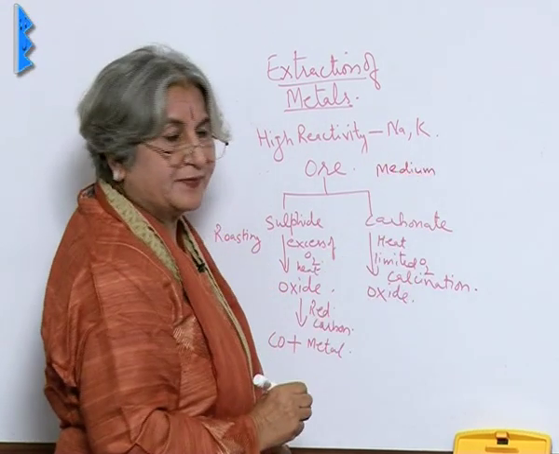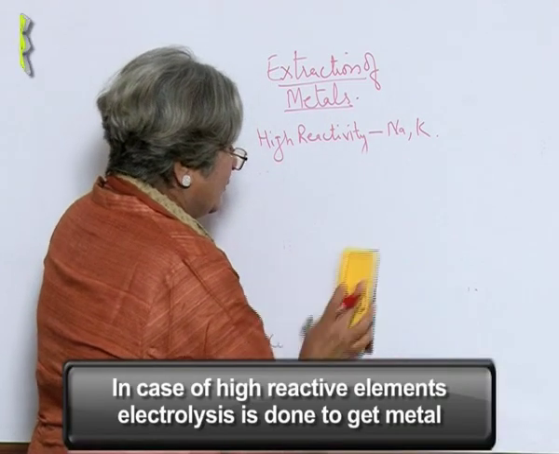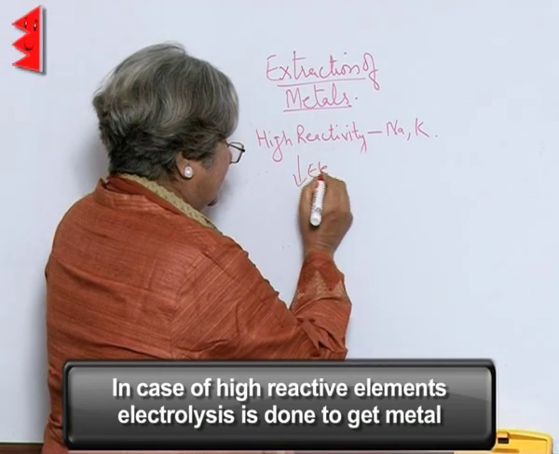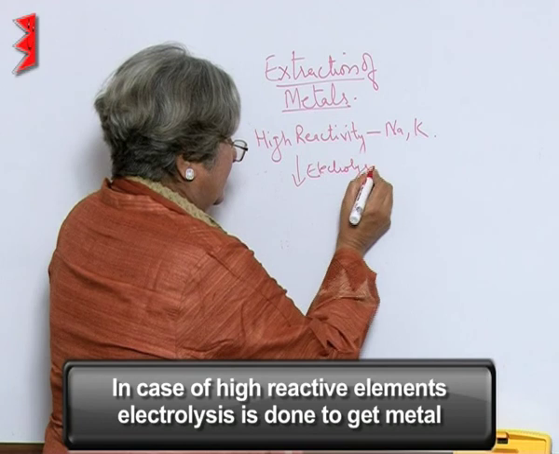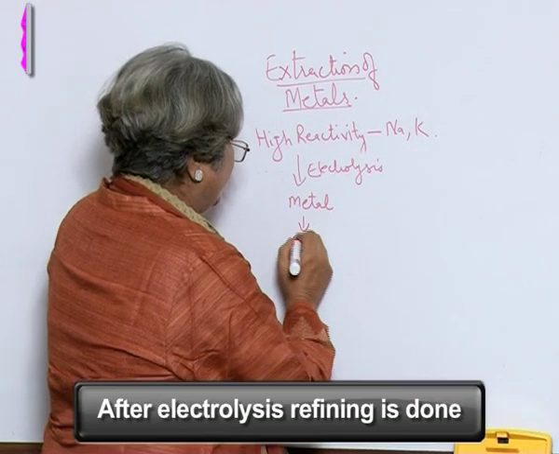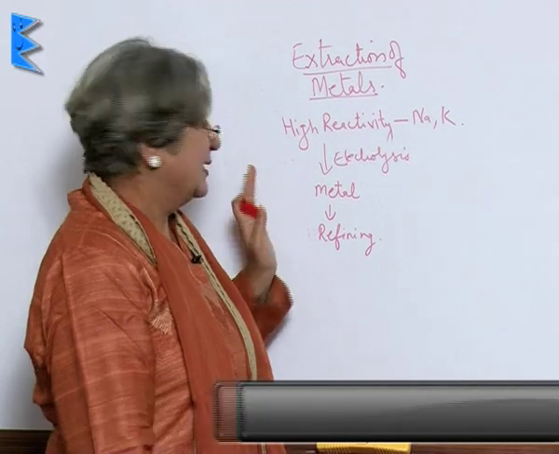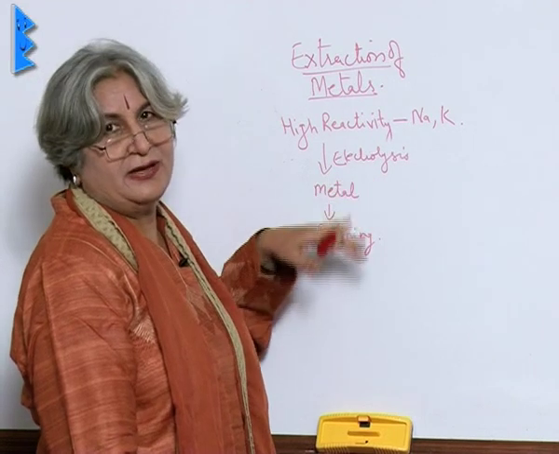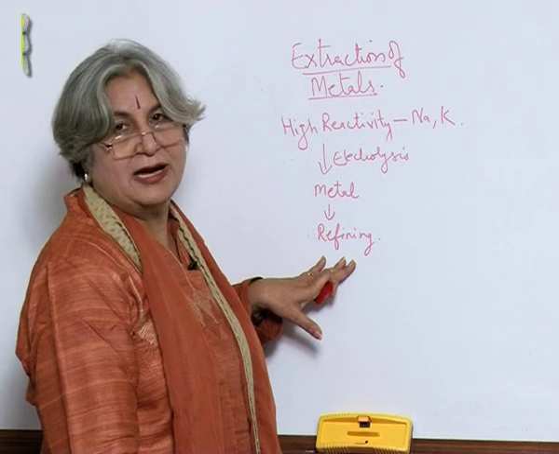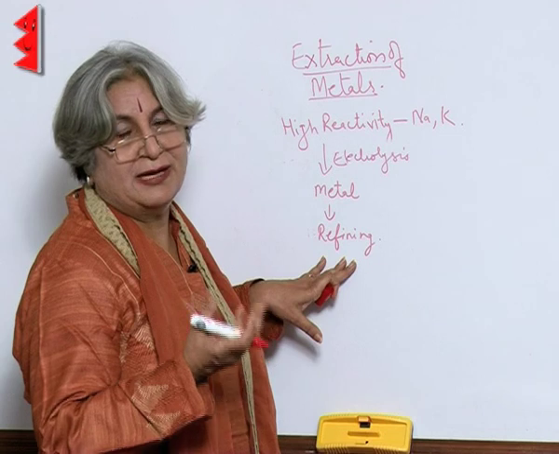reactive elements. Now, in the case of high reactive elements, what is done is electrolysis to get metal and then refining. So, just by a simple method of electrolysis, we can get metal, and most of the chlorides like sodium chloride and potassium chloride are able to give us sodium and potassium by electrolysis.